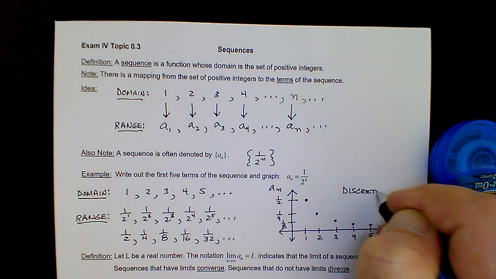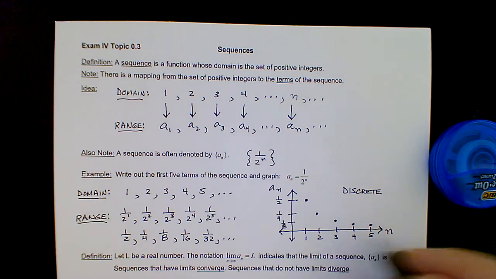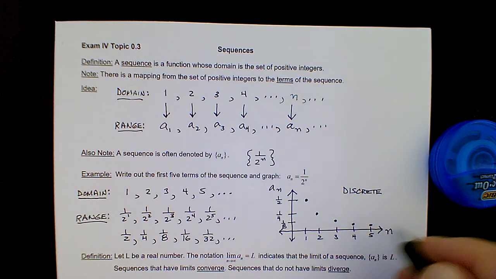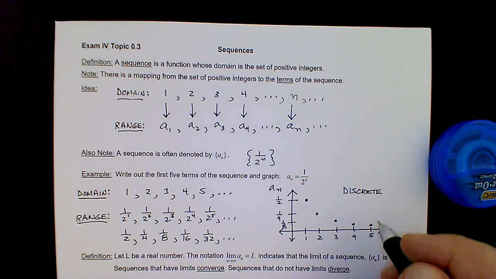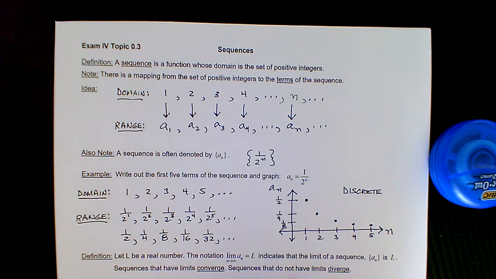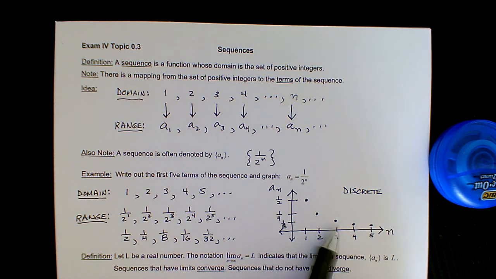And by discrete, we mean it's not a continuous function. We're not joining these points. The sequence only exists at the set of positive integers, and these are the respective values of that sequence given in this list, and there's your graph.